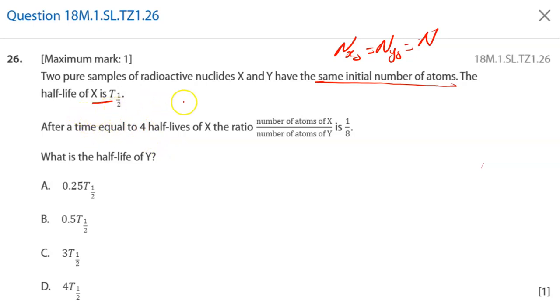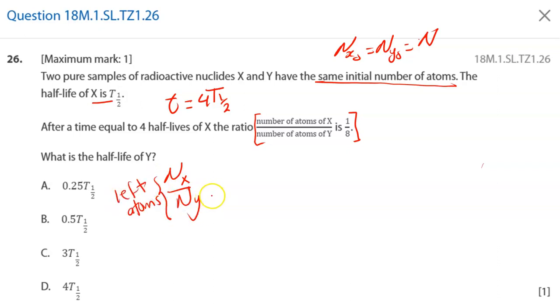After a time T, equivalent to 4 half-lifetimes of X, the ratio between the left atoms of X and Y is 1/8. So this is the ratio of the atoms left after this time, N of X over N of Y. This is the left atoms after passing of time T. So X keeps reducing by 50%, 50%, and after 4 half-lifetimes of X, the ratio becomes 1/8.